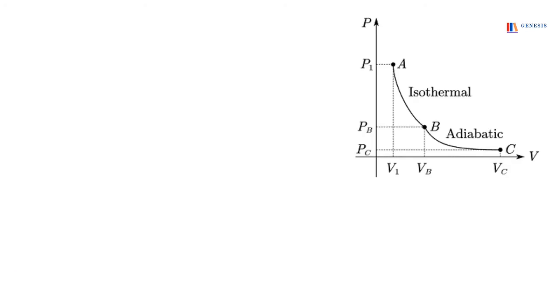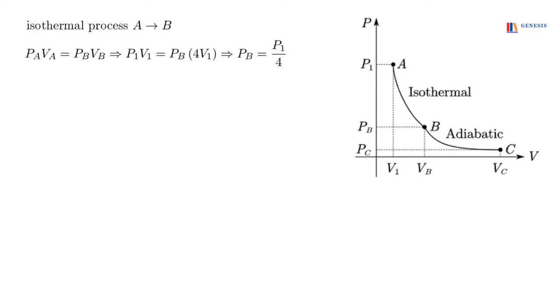The information given is represented on the PV graph. The starting point A has coordinates P1, V1. Then the gas undergoes isothermal expansion to come to point B, and from B it undergoes adiabatic expansion to come to point C. For the isothermal process A to B, Boyle's law will give us the final pressure at B. Apply Boyle's law, PAVA equals PBVB, and from there immediately you'll be able to find PB, remembering that volume at B is given to be 4 times V1.